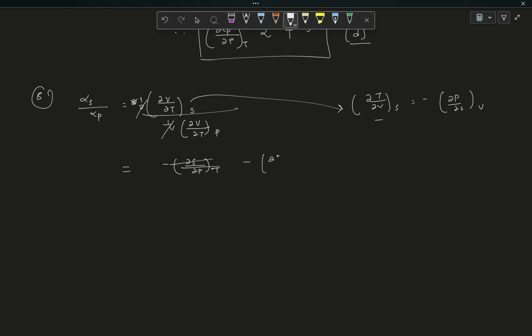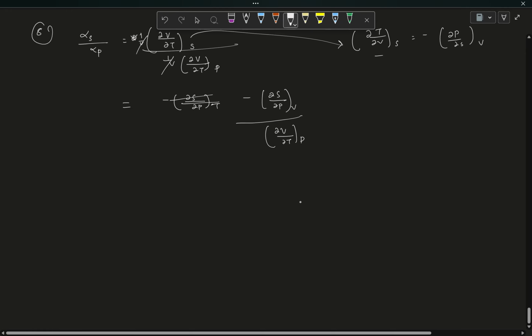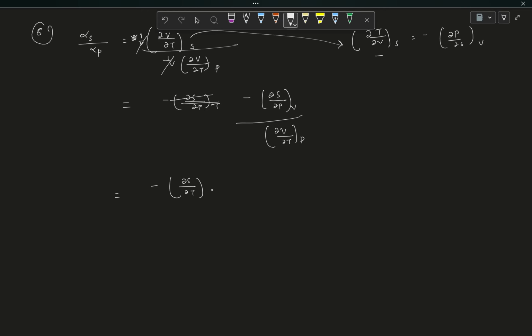So we get minus del S del P at V constant divided by, you keep your del V del T at P constant intact. Now you can again modify the numerator. So take and adjust a partial derivative with respect to T. So this is del S del T at V constant into simply del T del P at V constant, just adjusting and rearranging the terms like that.